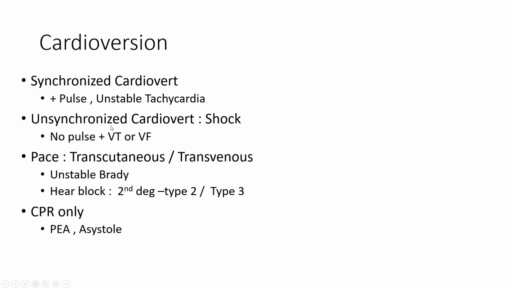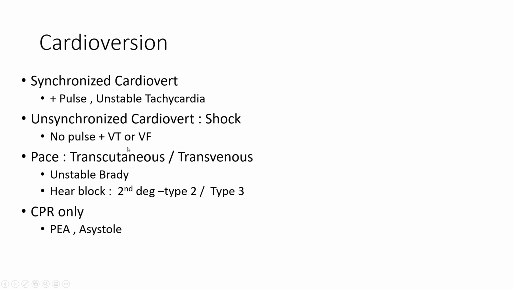Cardioversion. So these can be a little bit confusing. What's the difference between synchronized, unsynchronized, pacing, right? Synchronized cardioversion is done for tachycardia. So the person has unstable tachycardia and a pulse. Unsynchronized cardioversion, there's no pulse plus VT or VFIB. Remember, you don't unsynchronize cardiovert or shock PEA asystole. Pacing is done for unstable bradycardia.